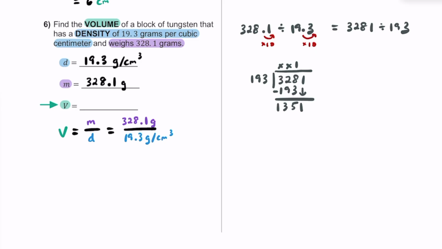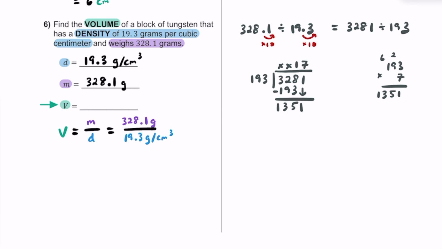Now, let's see, 193 is close to 200, and 1351 is close to 1400. Maybe I'll try something like 7. Let's do 193 multiplied by 7. Let's see, that's going to be 21, carry the 2. That's going to be 63 plus 2 is 65, carry the 6. It's going to be 7 plus 6 is going to be 13. This is exactly 1351. So we like this.